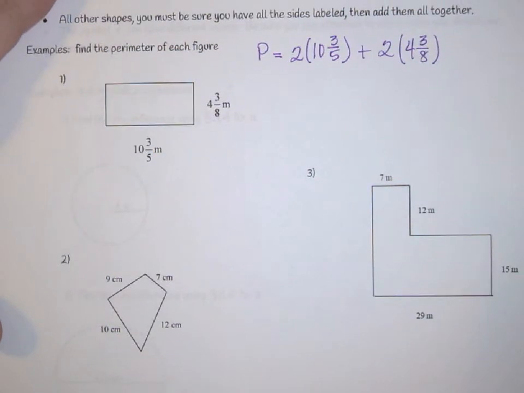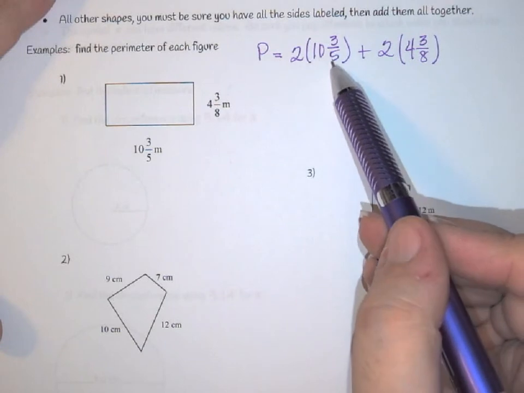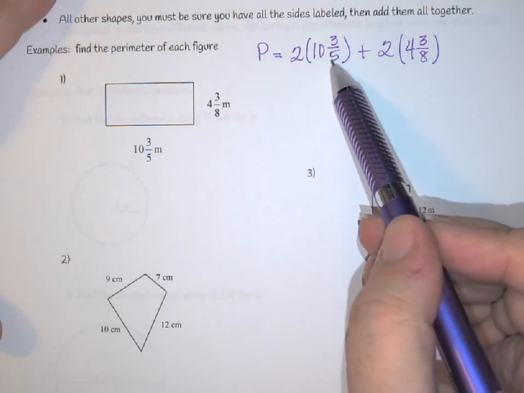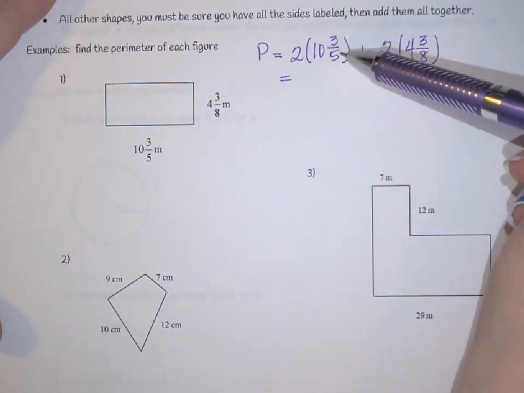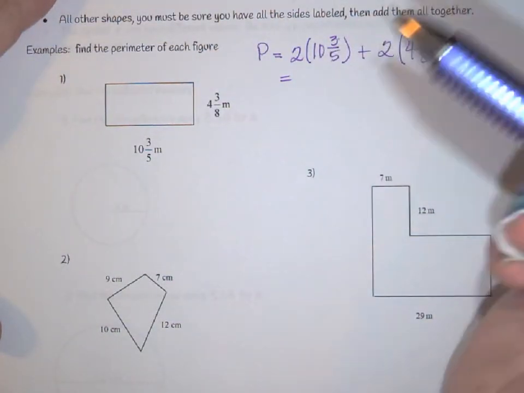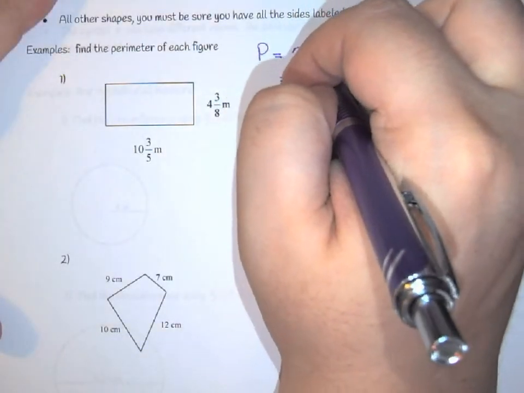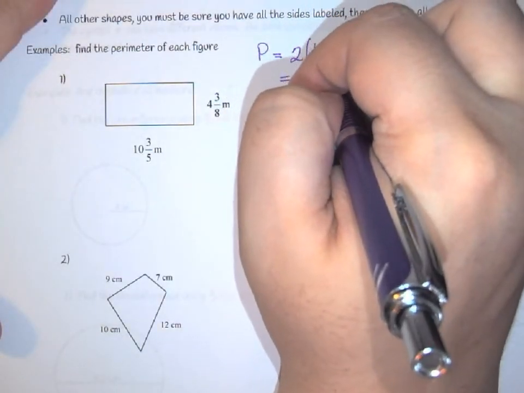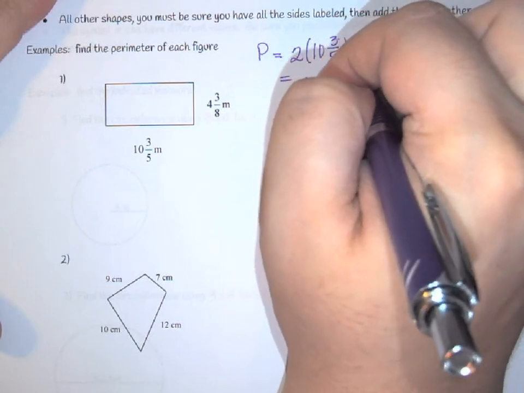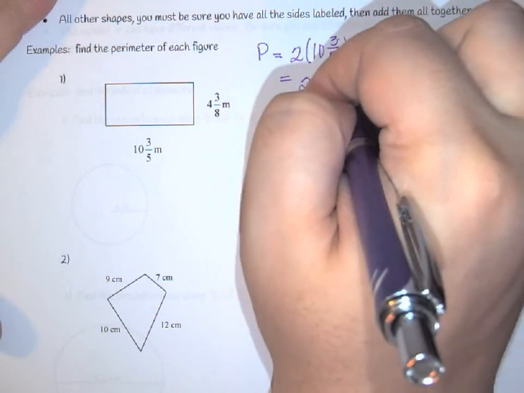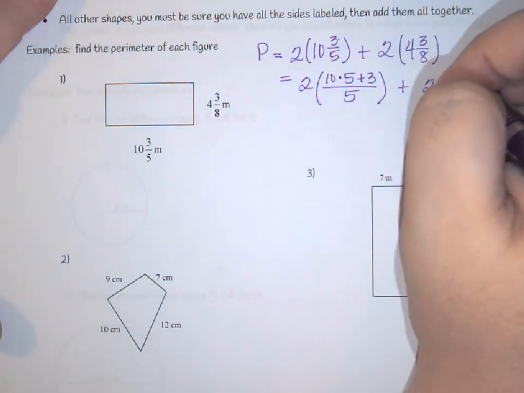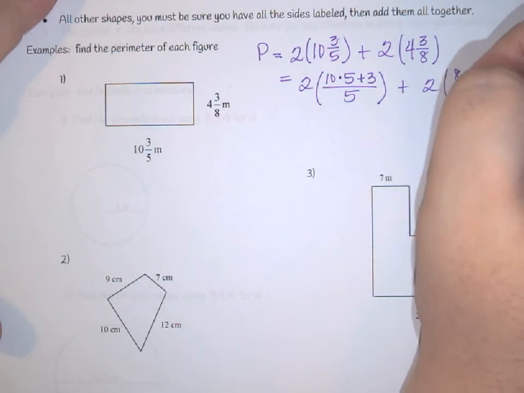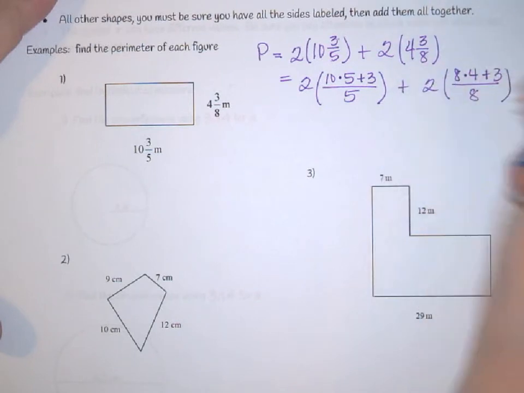One thing that I would do is I would change these values over to an improper fraction. And so here, when we do that, remember you're always going to do bottom times the big number plus the top goes in the top. So this is 2 times 10 times 5 plus 3 all over 5. And then 2 times 8 times 4 plus 3 all over 8.